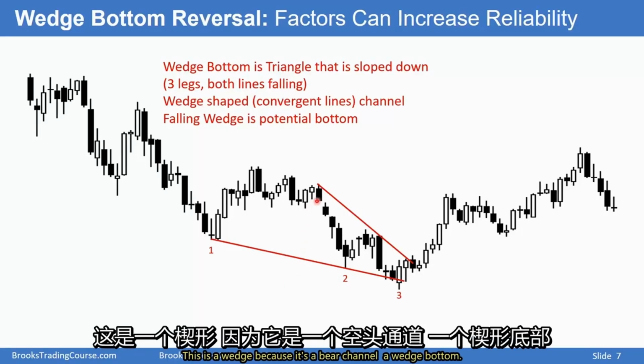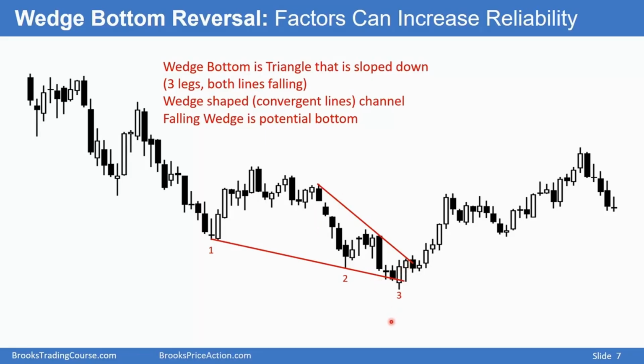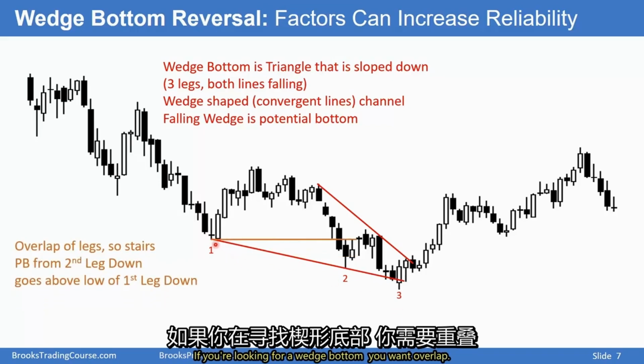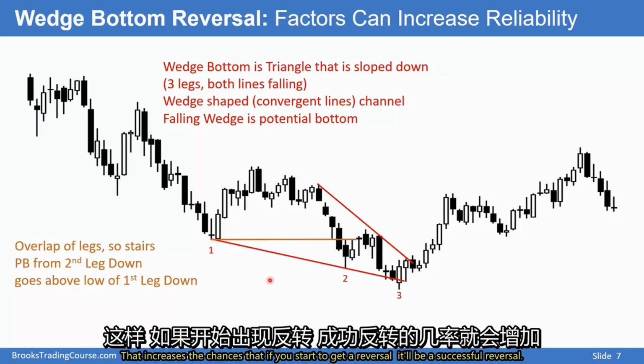This is a wedge because it's a bear channel, a wedge bottom, and the lines are converging. We're getting overlap. If you're looking for a wedge bottom, you want overlap. You want the pullback from the second leg to go above the low of the first leg. That increases the chances that if you start to get a reversal, it'll be a successful reversal.